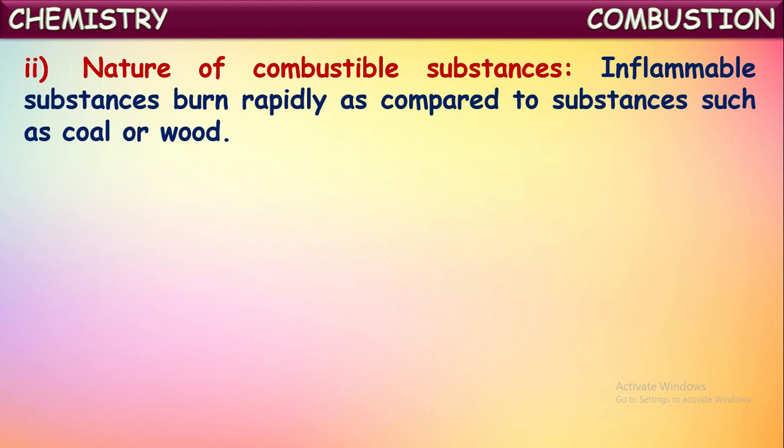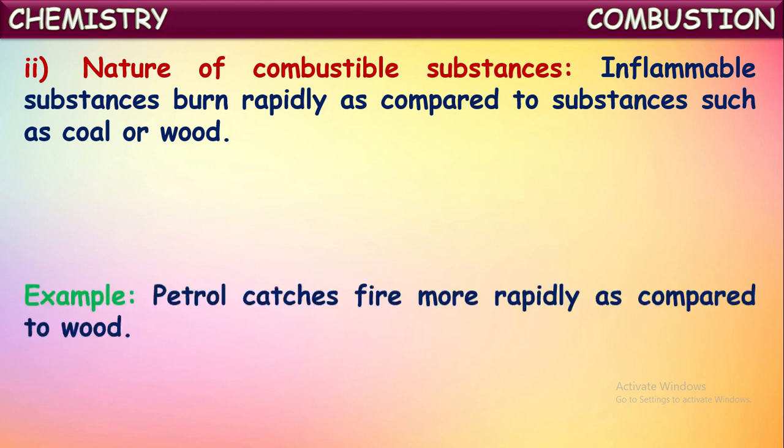Next factor is the nature of the combustible substance. If the substance is an inflammable substance, then it burns rapidly as compared to substances like coal or wood. Actually, coal and wood are also combustible substances. But certain substances have their ignition temperature at very low temperatures. Those are said to be inflammable substances. They burn very rapidly compared to normal substances like coal and wood. So the nature of the substance also affects the speed of combustion or rate of combustion.